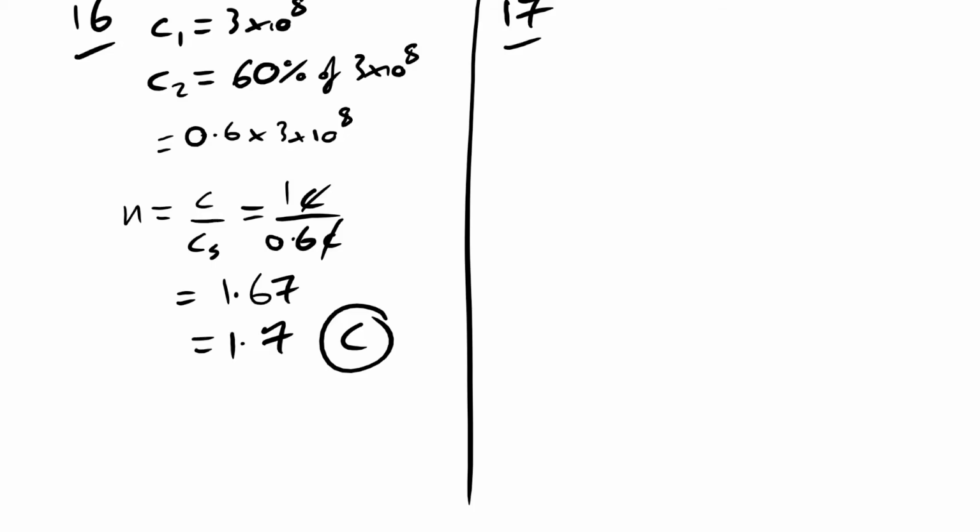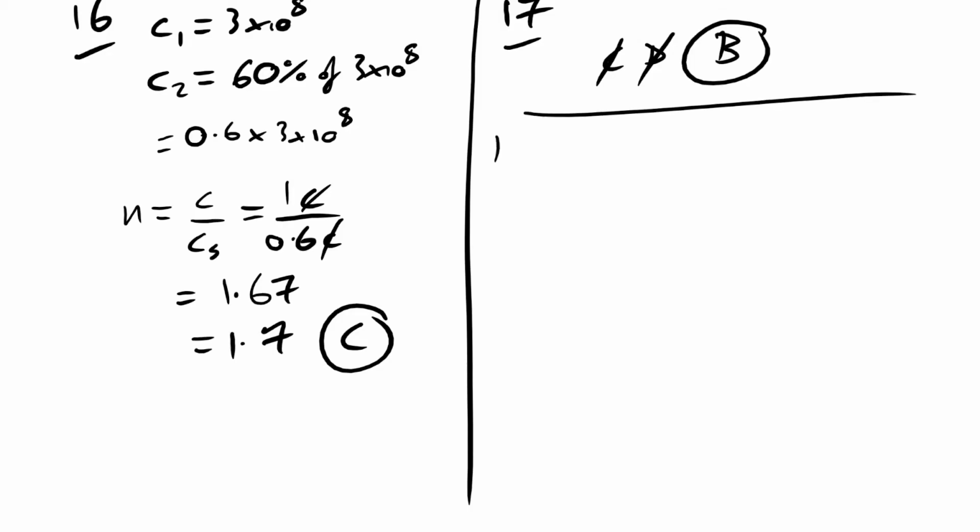Which row describes charge and impulse? Charge is a scalar, yes, so it can't be C or D. Impulse is a vector because it's change in momentum, therefore the answer has to be B. Easy. Next question.